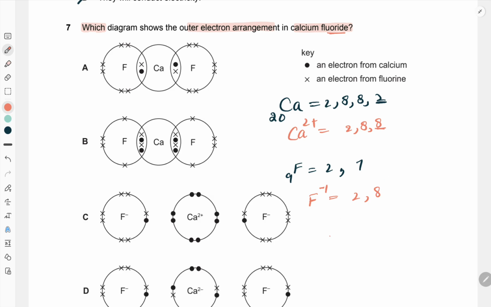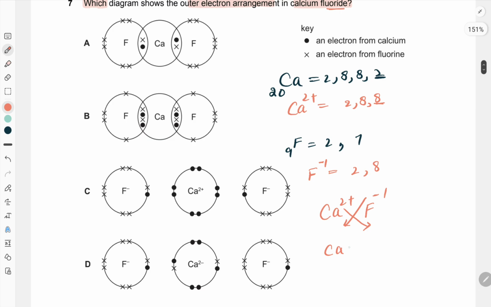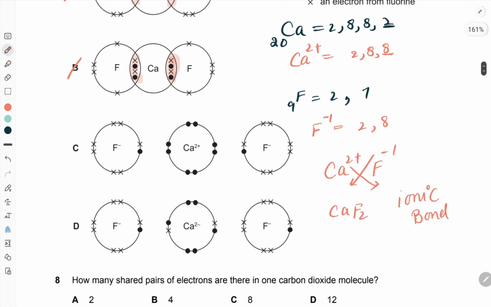The formula of these two compounds, you do the cross multiplication, so the number of F would be 2, and the bond would be ionic bond. Since the transfer of electron has happened, the bond would be ionic. Now you can clearly see in A and B the sharing of electron is shown, which is an absolutely incorrect diagram for calcium fluoride. We can see C and D options.